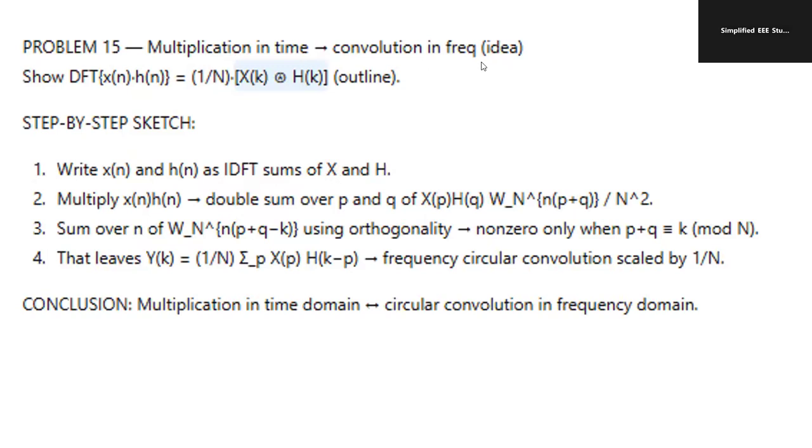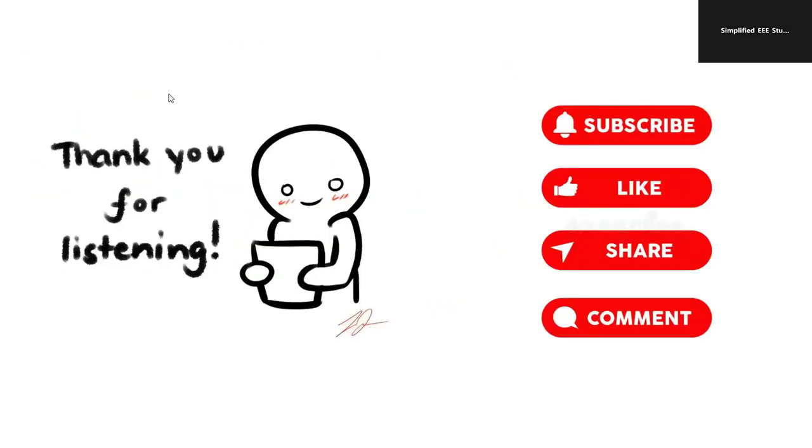Multiplication in time means convolution in frequency. So what you can do, follow the steps. Write x of n and h of n as the IDFT of X and H. Don't get confused about small letter x and small letter h and capital X and capital H. Multiply x of n and h of n. Sum over n you are supposed to compute. Then estimate the value of y of k. So using these steps you can estimate these kinds of problems.